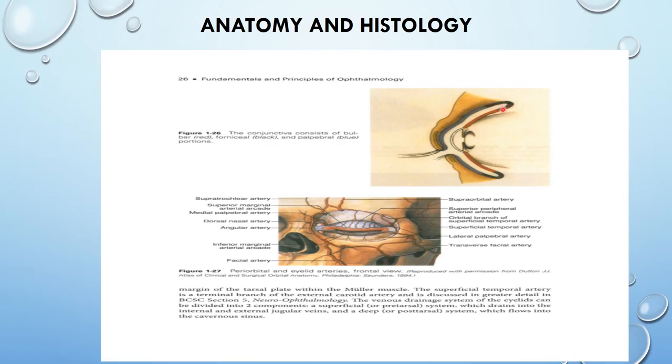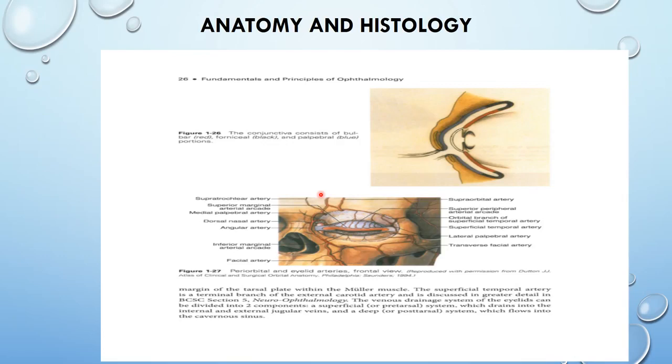Next to it, the fornicial conjunctiva in black color, which is loose and redundant, thrown into folds. The third part is the bulbar conjunctiva, which covers the anterior sclera and is continuous with the corneal epithelium at the limbus, which is shown here by red color.